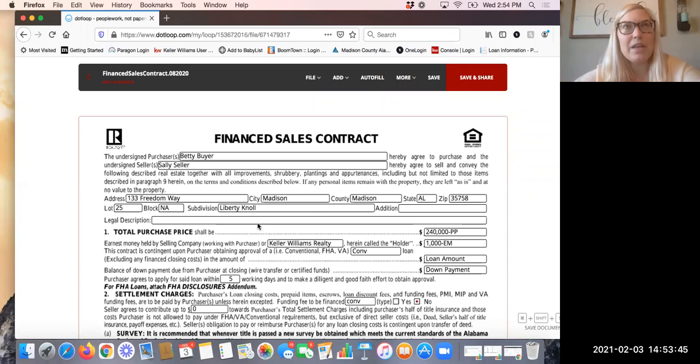So is it common? Yes, it's still common. Not as common as it was a couple of years ago, but it's still common. I would just be aware of it if there's a bunch of offers on a property.